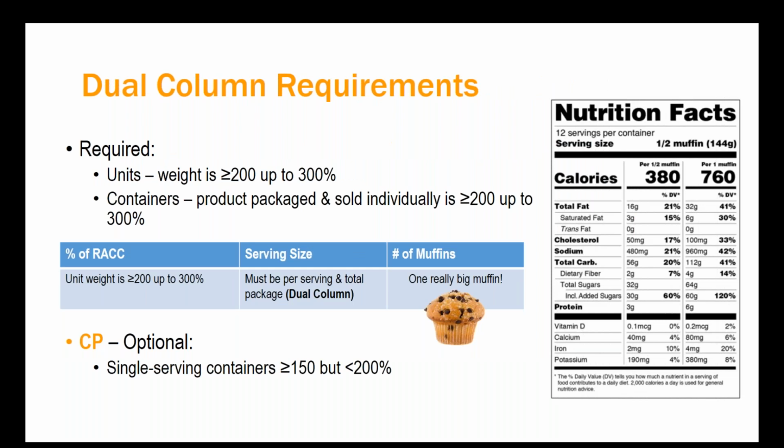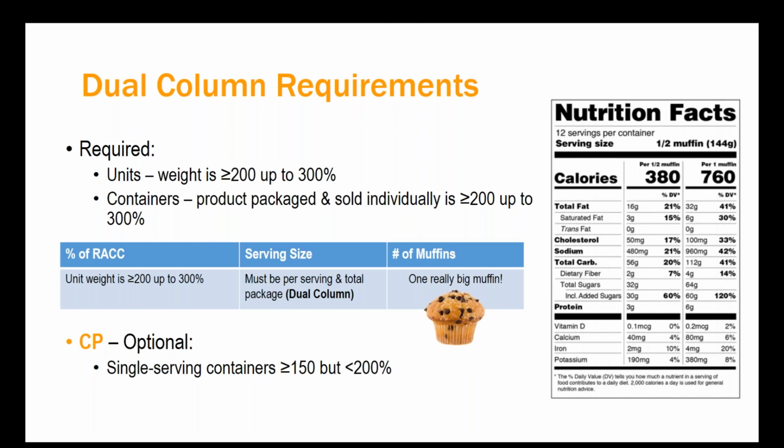All right, so now we get into the fun stuff, which is the dual column requirements. Like I mentioned, they are required for units where the weight is greater than or equal to 200 and up to 300%. The whole point of dual columns is to make consumers aware of how much they're actually eating. This is set forth because the FDA saw that there were a lot of products, usually between 2 to 3 servings, that could reasonably be consumed in one sitting, whereas you sit down and you just end up eating the whole package.